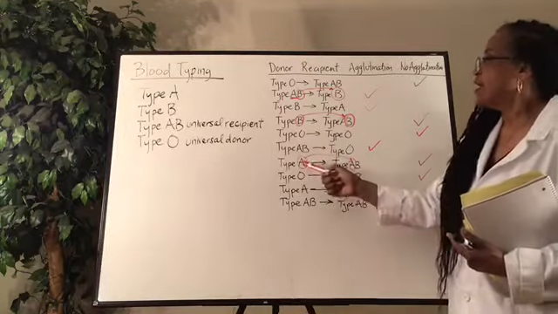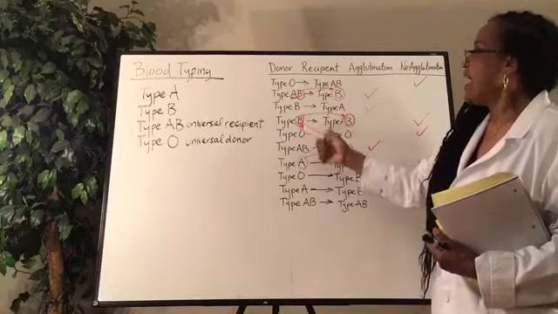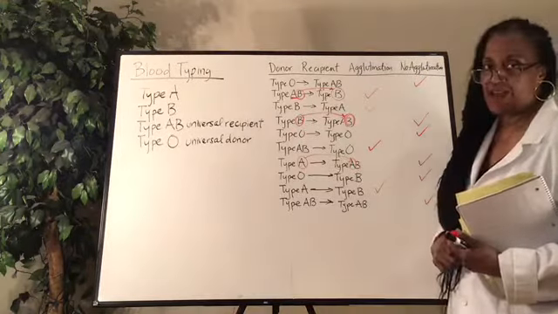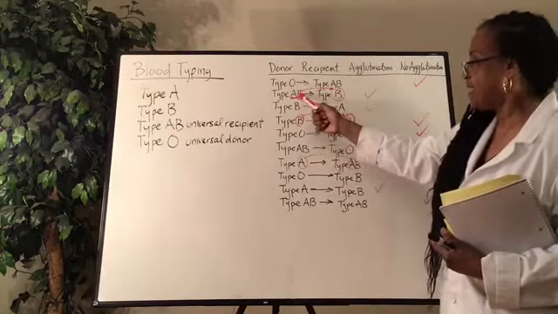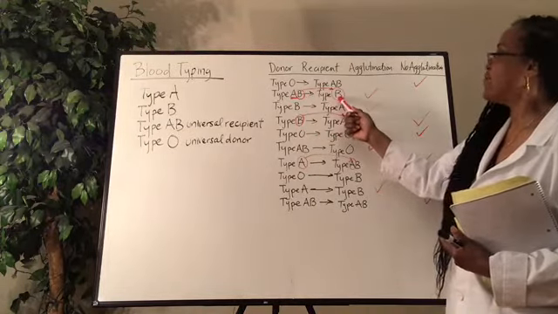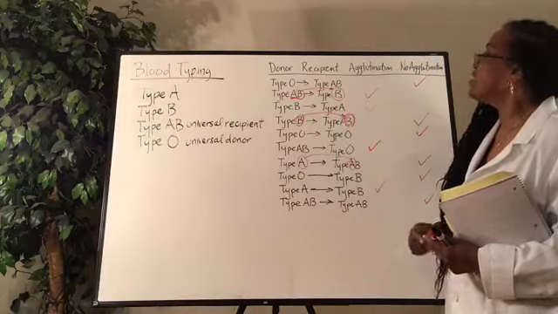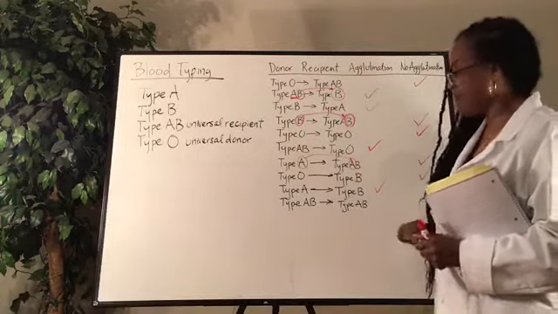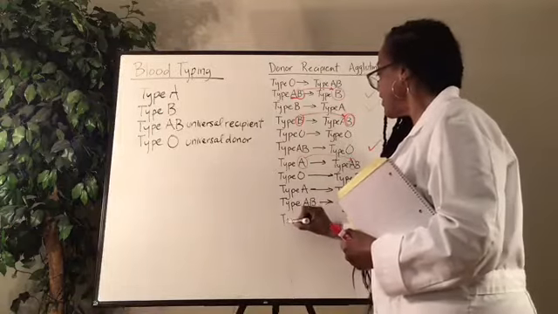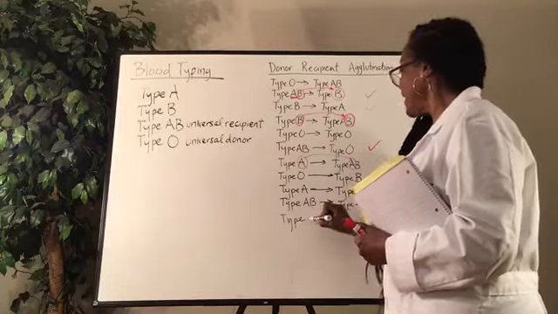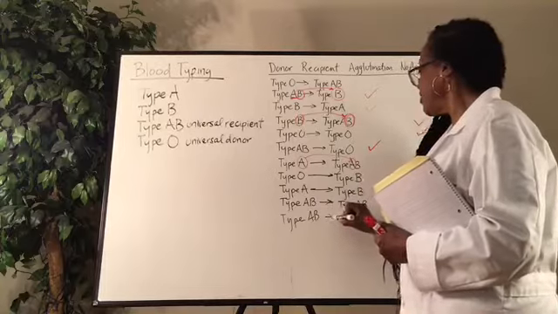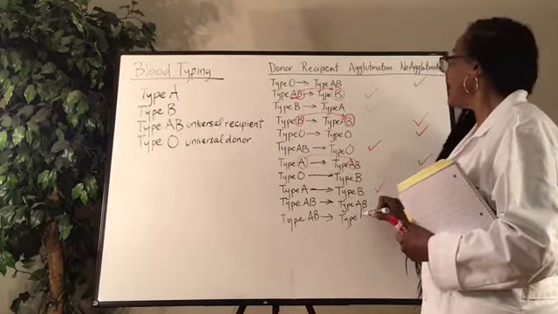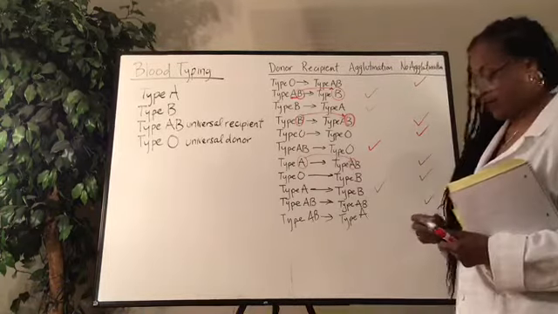Just remember, if a type A or type B wants to donate to AB, that is fine. But an AB donating to a type B or an AB donating to a type A, that will not be fine. So let me write another one up here. Type AB donating to a type A. What do you think?